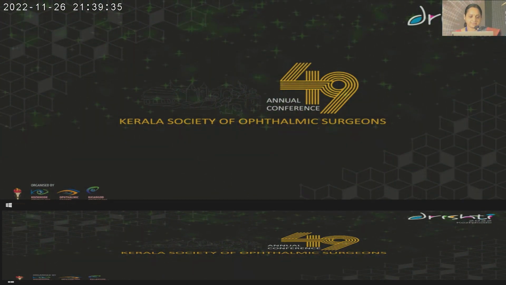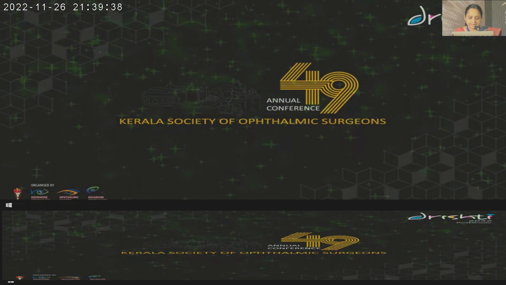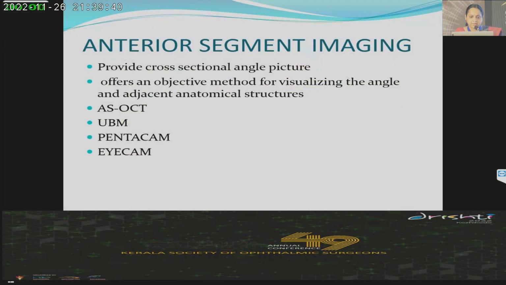Good morning all. My topic is imaging techniques in angle assessment. Can they replace gonioscopy? Anterior segment imaging provides a cross-sectional angle picture. It offers an objective method for visualizing the angle and adjacent anatomical structures. It can be done with anterior segment OCT, UBM, Pentacam, and ICAM. I am discussing anterior segment OCT and UBM.